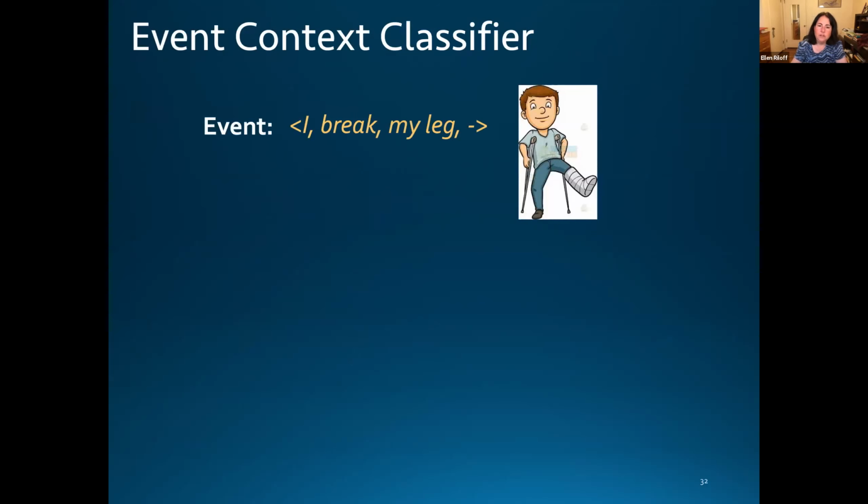The event context classifier, again, the intuition here is that the event itself is really important, obviously, but also we expect the context around it to probably be consistent in many cases with the polarity. You know, if you say that you broke your leg, there's probably other words in the sentence or the sentences around it that are also going to be negative. And so maybe we can learn from the contexts. We wanted to explore that.